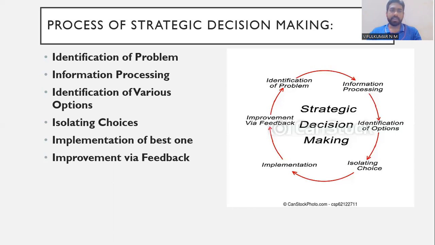So these are the different processes of strategic decision making. First step is identification of problem. Second is information processing. Third one is identification of various options. Fourth one is isolating choices. Then fifth one is implementation of the best one. And last one is improvement via feedback.